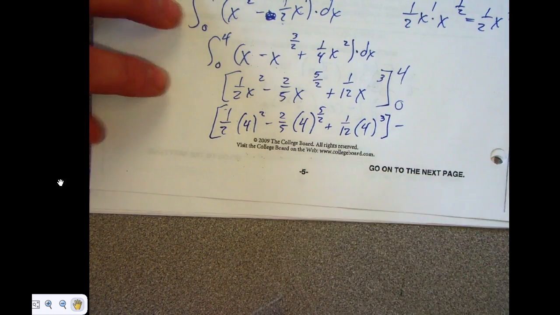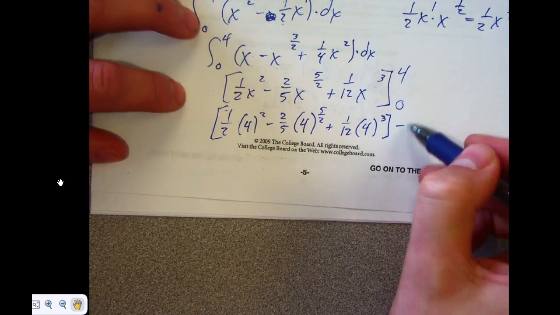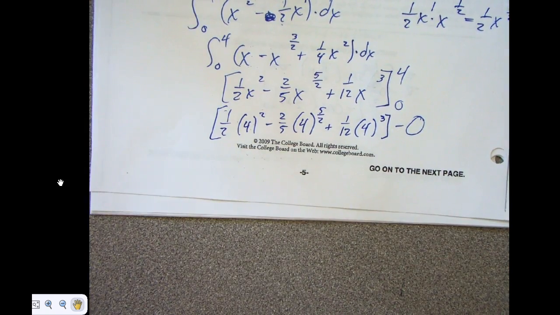Now just plug in the 4. And then what's going to happen when I plug in the 0? It's going to be 0. You just write that as your answer. And then I'm going to stop. I'm done.